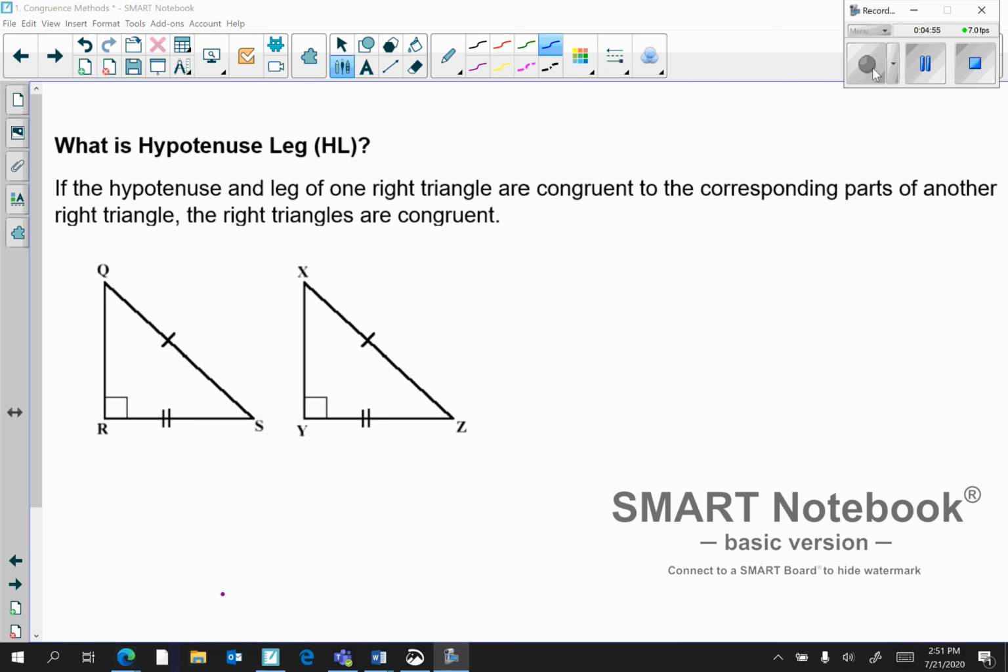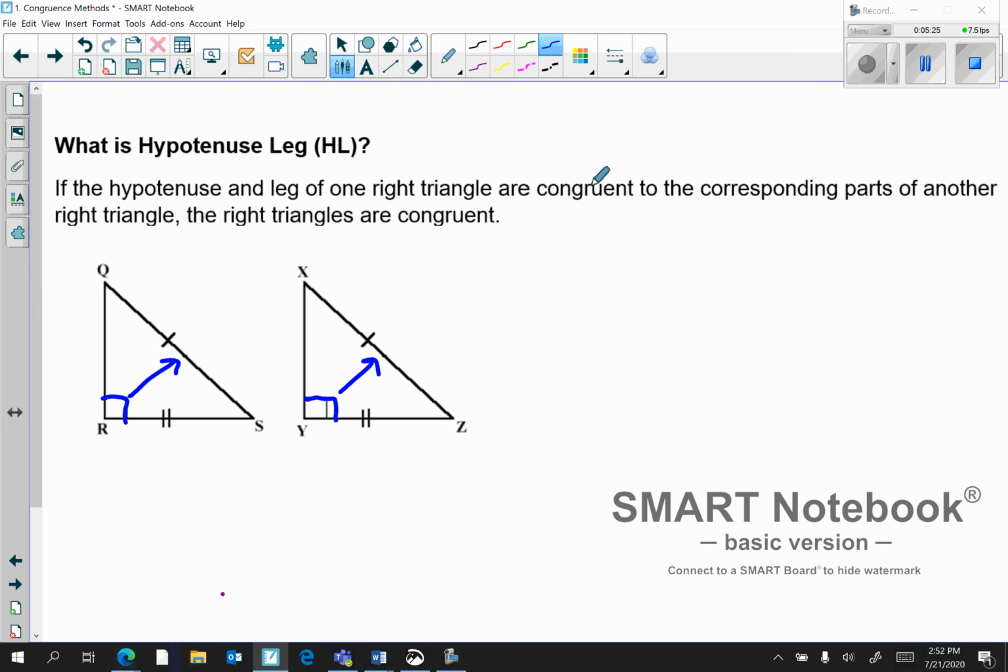Our last method of congruence is hypotenuse leg. If the hypotenuse and leg of one right triangle are congruent to the corresponding parts of another right triangle, then the right triangles are congruent. So in order to use hypotenuse leg, it has to be a right triangle. And notice these two triangles are right. Then the hypotenuse has to be congruent. So again, the hypotenuse is the longest side and it's across from the 90-degree angle.